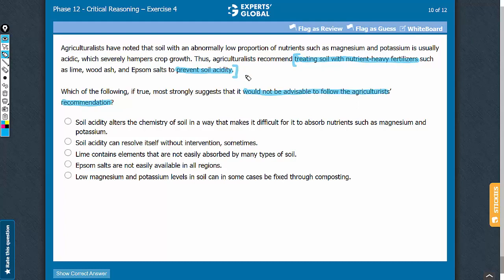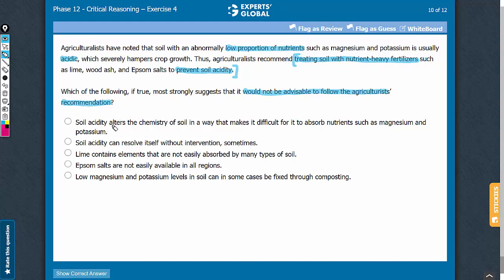Our broad expectation from the correct answer choice is that it is something along the lines of treating soil with nutrient-heavy fertilizers not preventing soil acidity. Please note that the argument suggests that the low proportion of nutrients in soil is the cause of soil acidity, but does not consider the possibility that soil acidity could be the cause for the low proportion of nutrients. The failure to consider this possibility is a flaw in the argument, and the correct answer choice is likely to be on similar lines. Answer choice A.